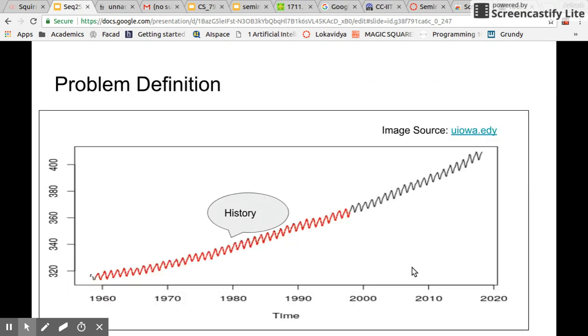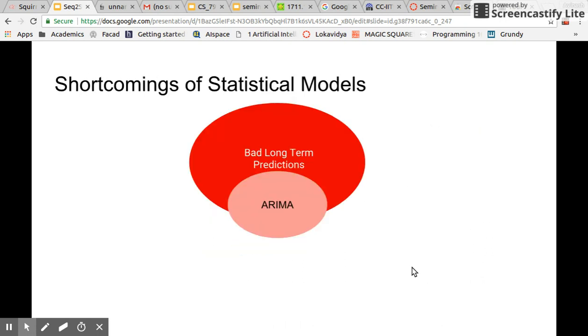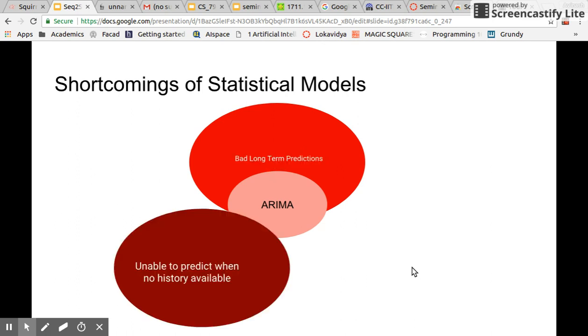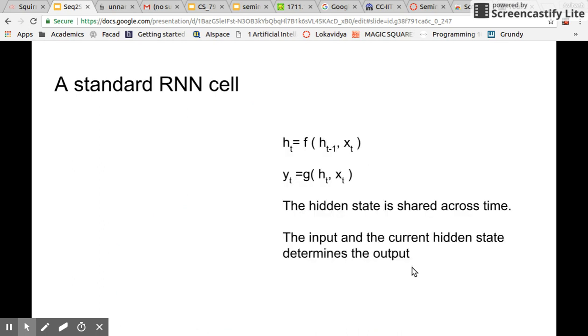The problem definition is that we are given a history of data and we want to predict the long-term future. There have already been some statistical models defined, like the ARIMA model, but they are very bad at long-term predictions. They are unable to predict when new history is available, and they are unable to capture dependencies among very different time series.